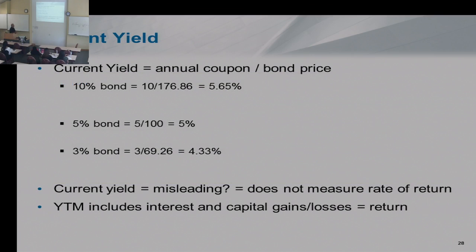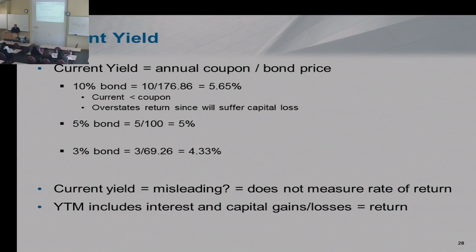These current yields, which are quoted in the paper, are misleading, really. They don't measure the rate of return. Because in this case, the current yield of 5.65 is less than the coupon. It's overstating the return. Why? Because it's not taking into account the fact that you're going to suffer a capital loss. You're paying $176 for something that you're only going to get $100 back in 30 years.